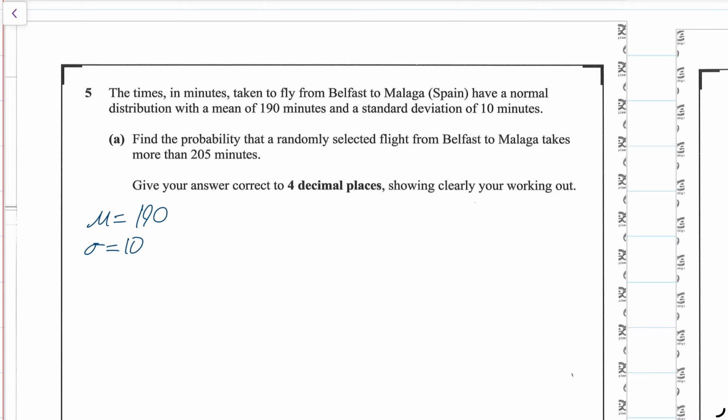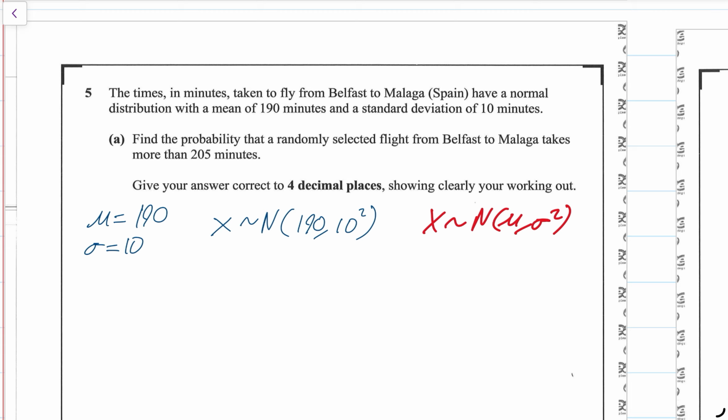Now you may not be familiar with this, but you just say your x is distributed with a normal distribution 190 and then 10 squared. You may not have seen that. If you go on to do A-level mathematics, you'll see that again. But that is where that comes from. That's just how you say how something is distributed. It's just a nice way of setting it out. But the important thing is your mean is 190 and your standard deviation, your sigma, is 10.